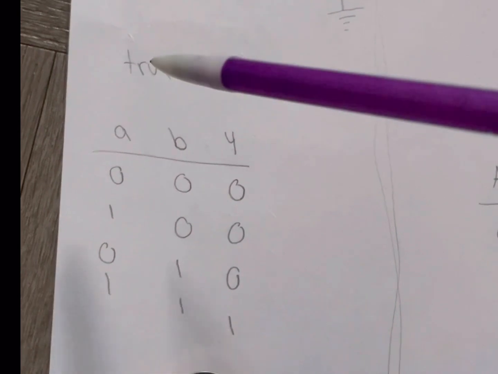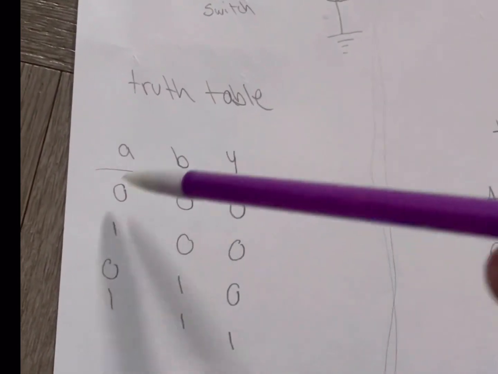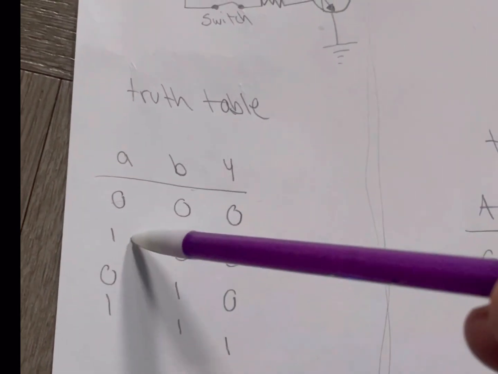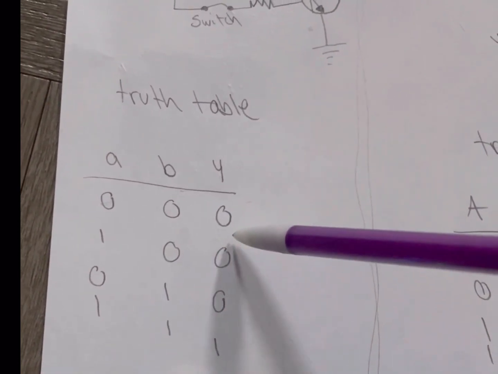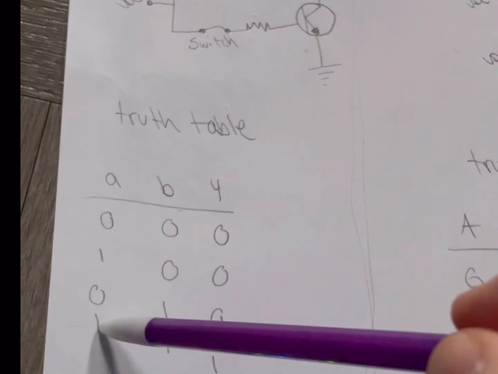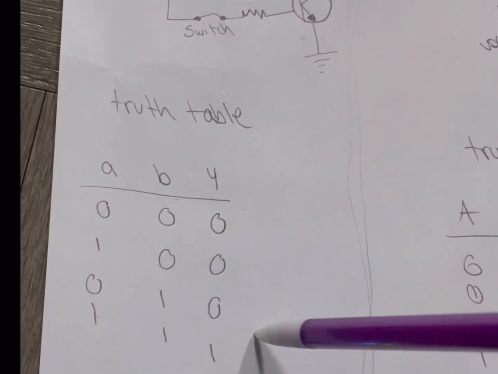This truth table shows how an AND gate works. If A is off and B is off, then the output will be off. If A is on and B is off, the output will still be off. If A is off and B is on, it will still be off, but if both A and B are on, the output will be on.